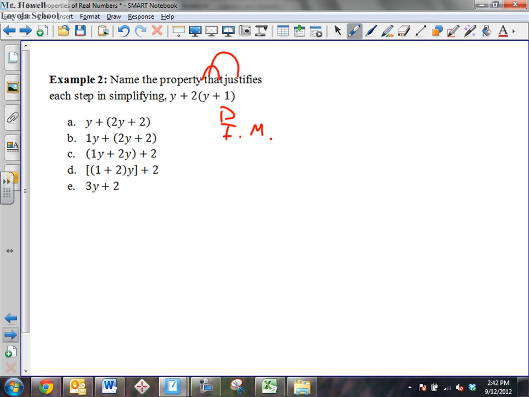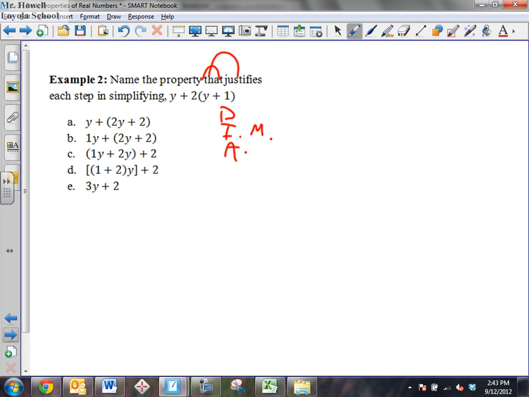Third one. Good. Associative. Why? Because you changed up the parentheses and put 2 on the outside. Yep. All you did was change the parentheses. That's it. Took the parentheses and moved them over. Why can we do that? Because they're all being added together. Okay, we can just move them over.